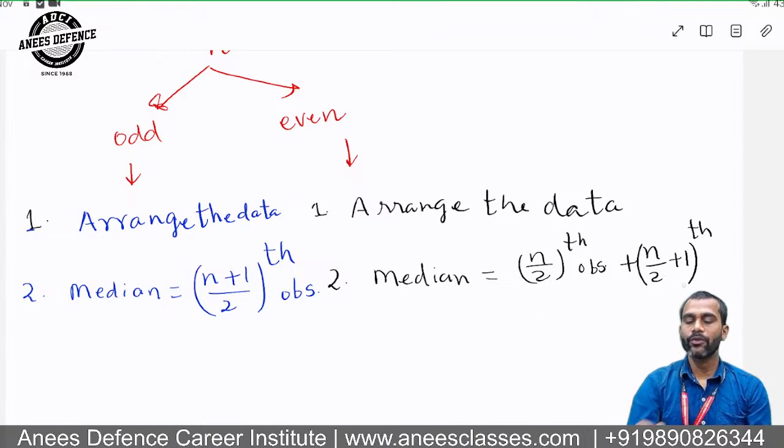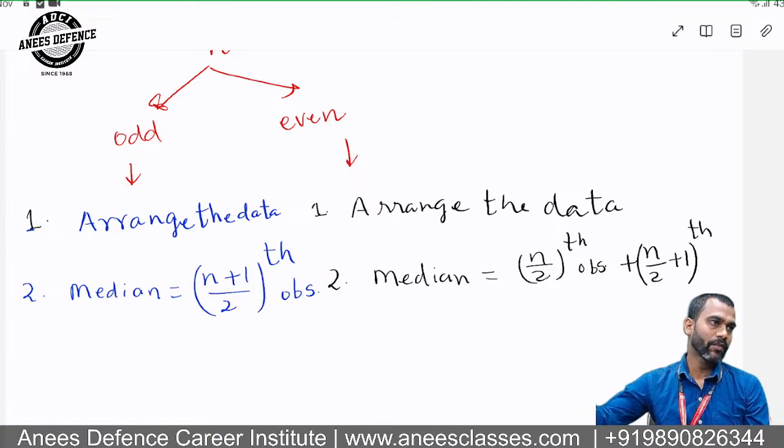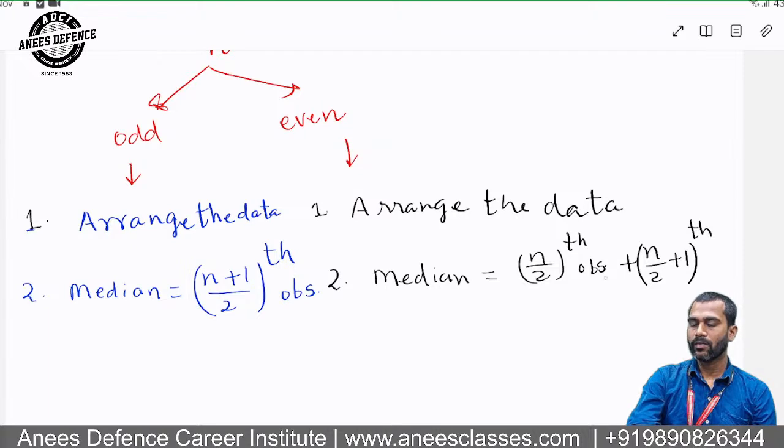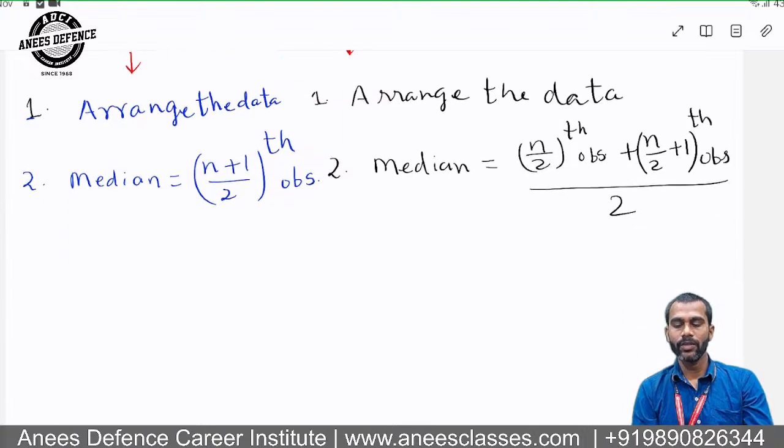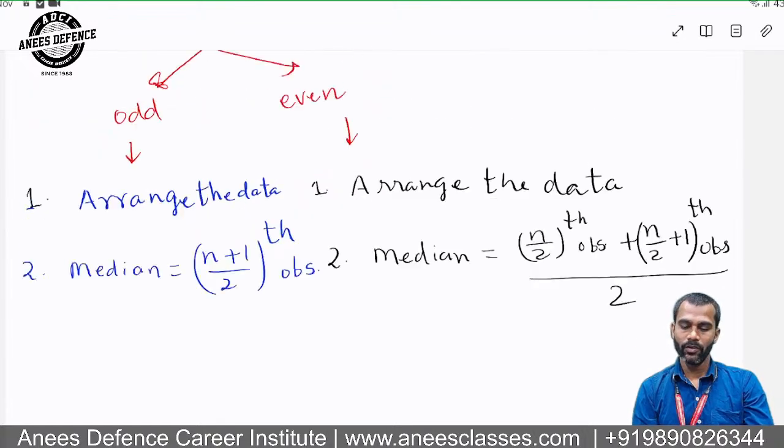Yes or no? Suppose the number of observations is 8. So the middle ones will be the 4th and 5th. 3 will be behind the fourth observation, and 3 will be ahead of the fifth observation. So median is equal to the n by 2th observation plus the n by 2 plus 1th observation, divided by 2. Or we can say it is the arithmetic mean of the n by 2th observation and the n by 2 plus 1th observation.